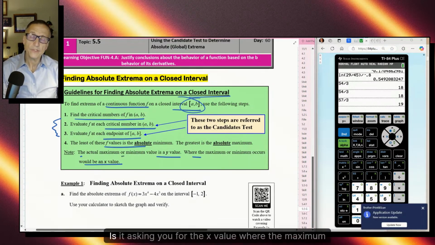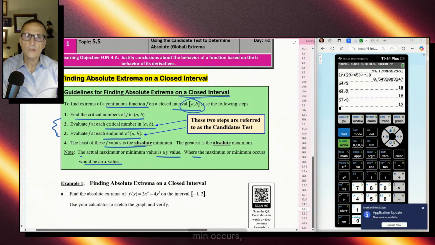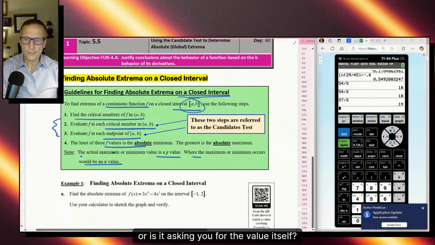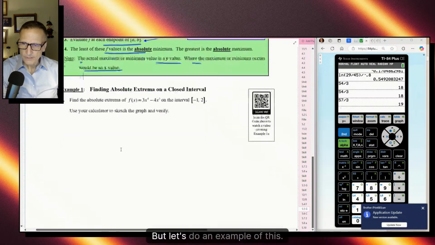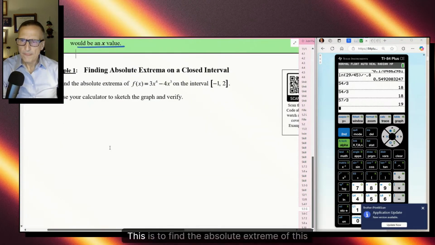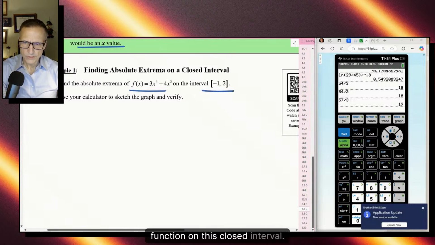So you want to pay attention to these problems. What is it asking you? Is it asking you for the x value where the maximum and min occurs, or is it asking you for the value itself? Most of the time they're asking you for the value. But let's do an example of this. This is to find the absolute extreme of this function on this closed interval. Use your calculator to sketch the graph and verify.